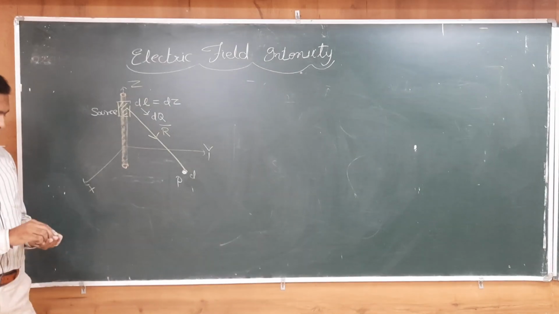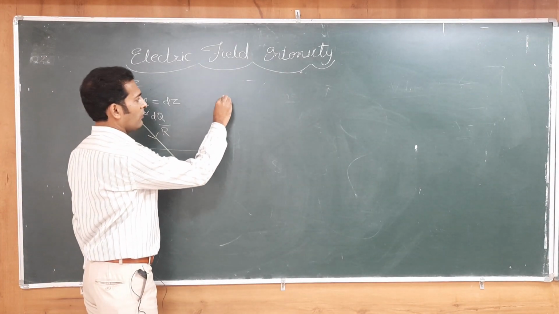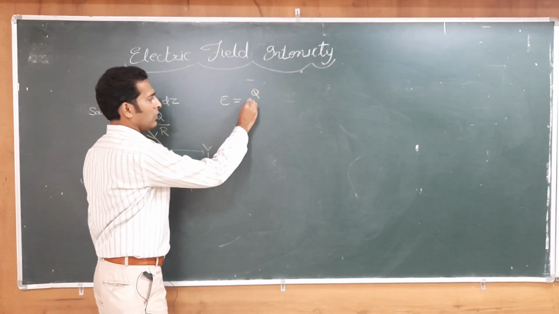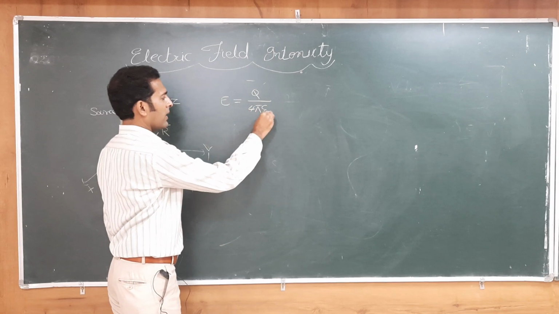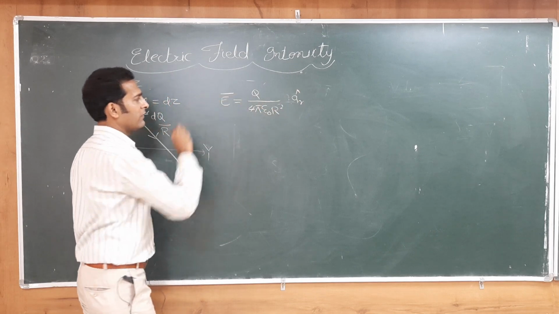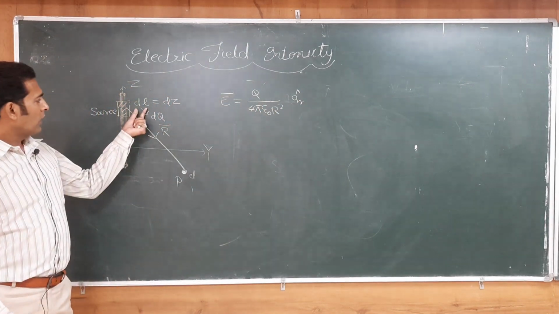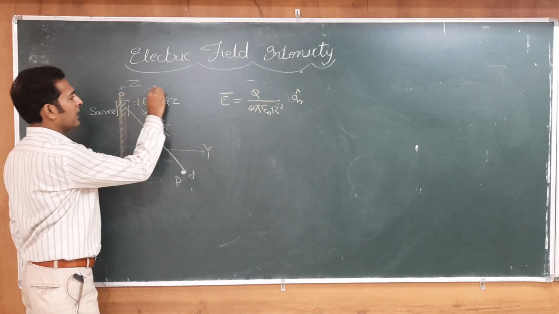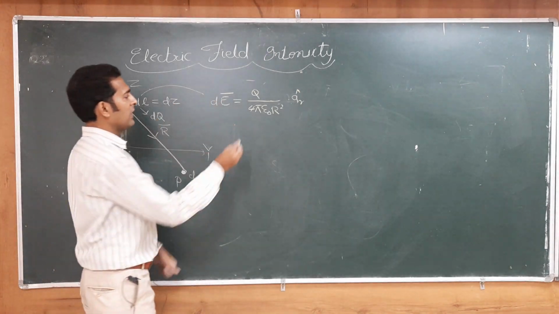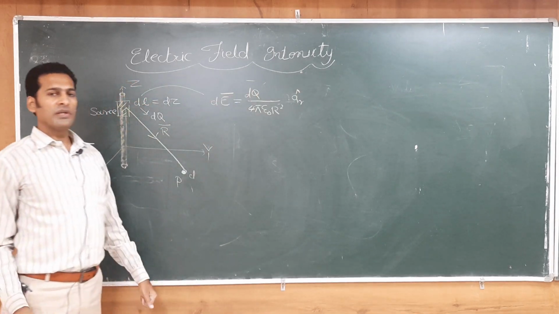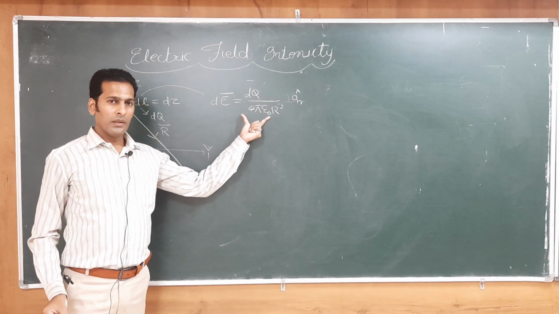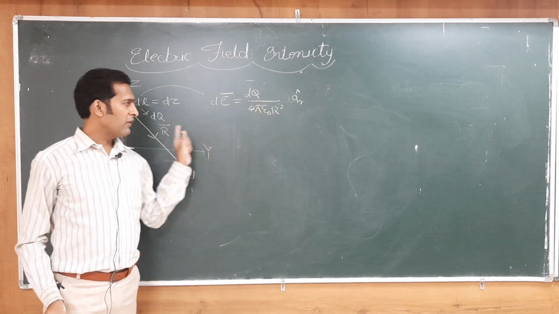Already we have one formula for the electric field intensity of a point charge. It is given by E is equal to Q upon 4 pi epsilon naught r square into a r cap, if it is a vector. Now, the differential length is applying a differential electric field intensity, so we will write it as dE. The differential electric field intensity will have a differential charge. This is the normal thing which we are using. From this we have to derive the result for a line.